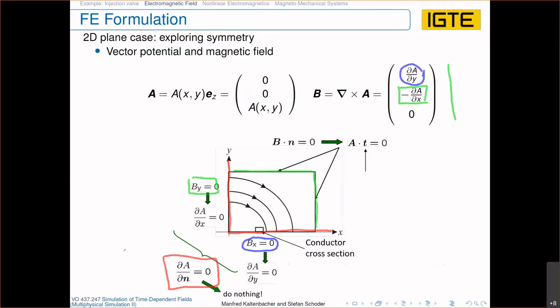So we get a very general expression in 2D, and this relates to a homogeneous Neumann boundary condition, since at the end our partial differential equation for a 2D plane case as well as the 2D axisymmetric case is just a scalar partial differential equation, because we have just one unknown, as shown here, for the magnetic vector potential. Okay, so that would be for 2D case computations.